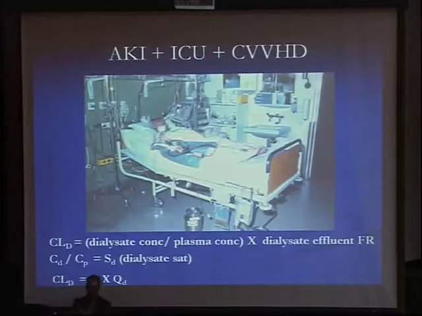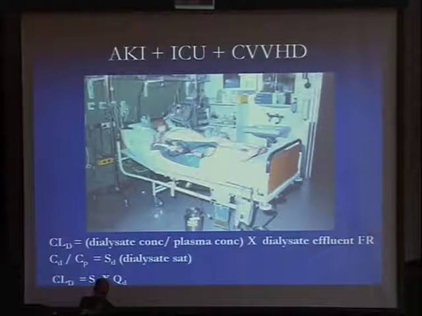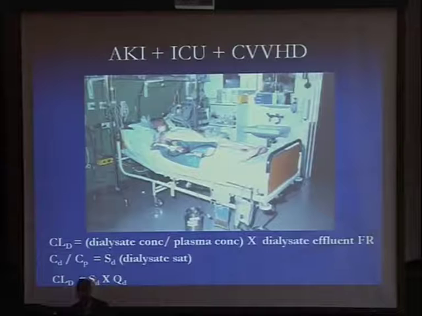So when you're speaking about continuous therapies, we are speaking about acute kidney injury in an ICU setting, and in order to find out the clearance of the drug, we divide the dialysate concentration by the plasma concentration, and we multiply by the dialysate flow rate.